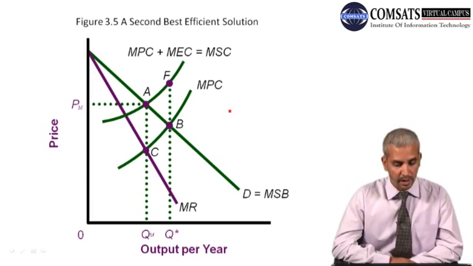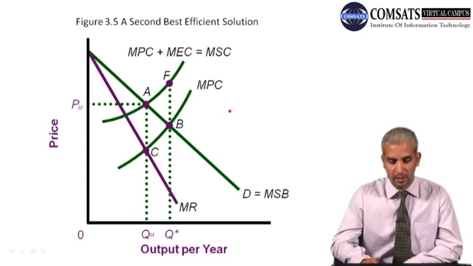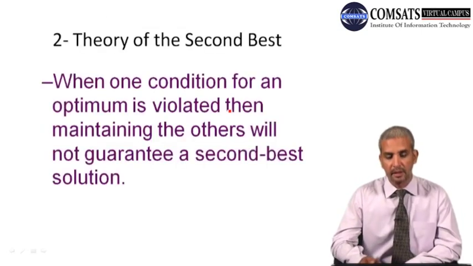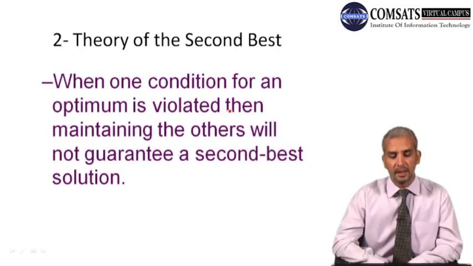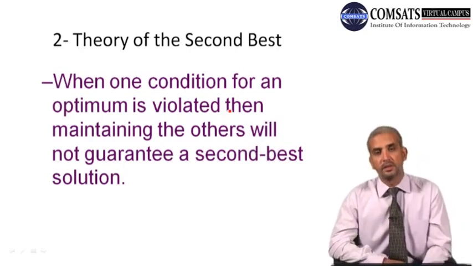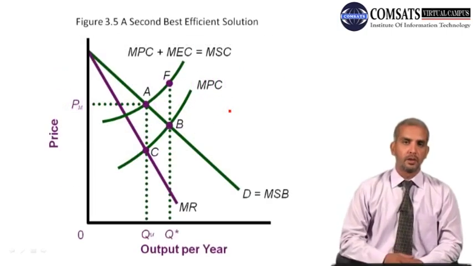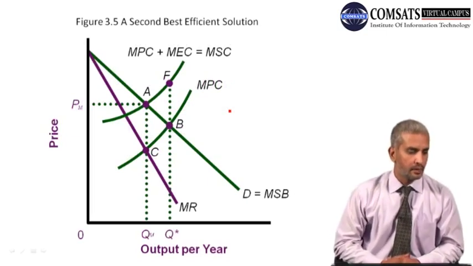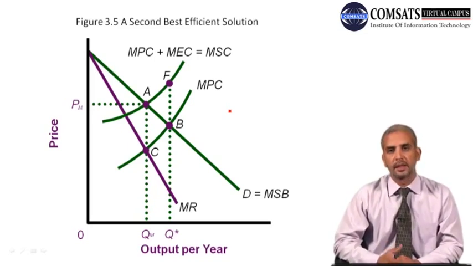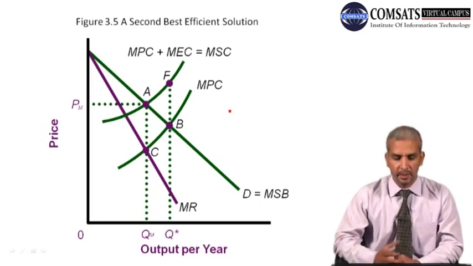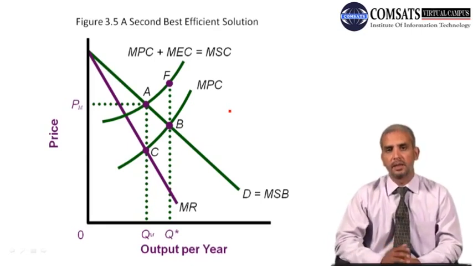So, in short, what was mentioned in the previous slide: when one condition for an optimum is violated, then maintaining the others will not guarantee a second best solution. So what economists would do is that, in certain cases, they would look for other second best problems, and maybe the negative externality and the monopoly case would be balancing out each other.